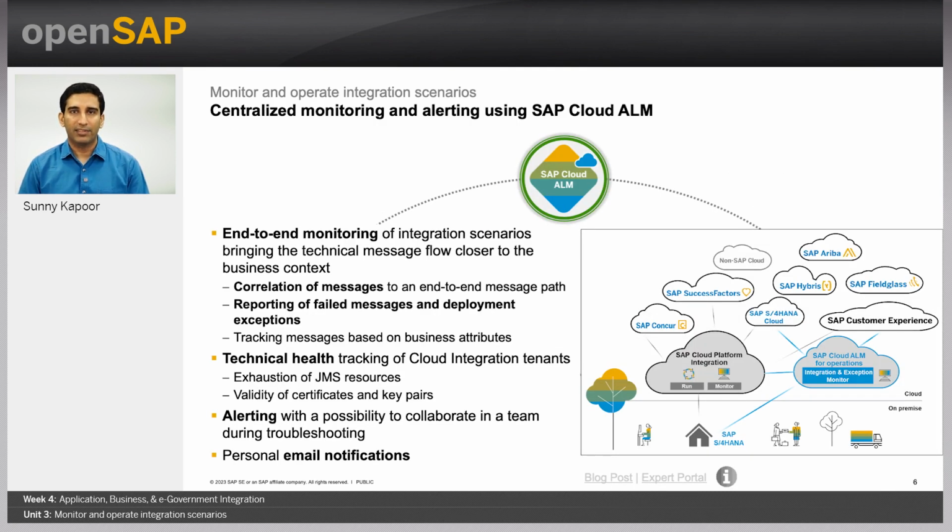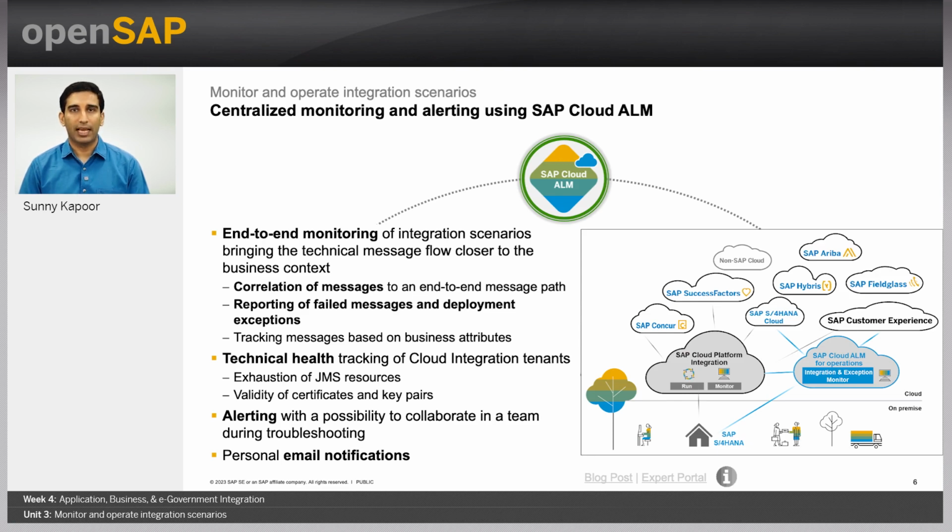SAP Cloud Application Lifecycle Management, also known as SAP Cloud ALM, is a comprehensive solution that provides central end-to-end business and IT monitoring for hybrid SAP-centric landscapes that bring the technical flow closer to the business context. SAP Cloud ALM offers integration and exception monitoring for integration scenarios, ensuring end-to-end visibility across different systems. It enables the correlation of messages, providing a holistic view of the data flow.